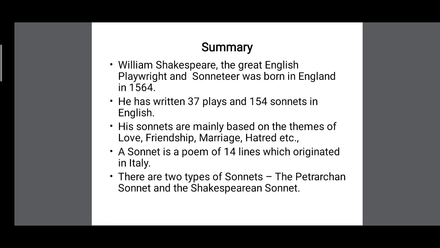We have learned in this session that William Shakespeare, the great English playwright and sonneteer, was born in England in 1564. He has written 37 plays and 154 sonnets in English. His sonnets are mainly based on the themes of love, friendship, marriage, hatred, etc. The definition of sonnet: a sonnet is a poem of 14 lines which originated in Italy, and there are two types of sonnets: the Petrarchan or the Italian sonnet and the Shakespearean or the English sonnet.